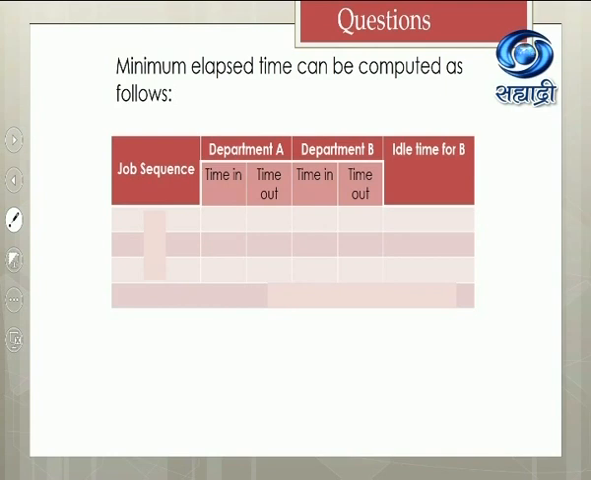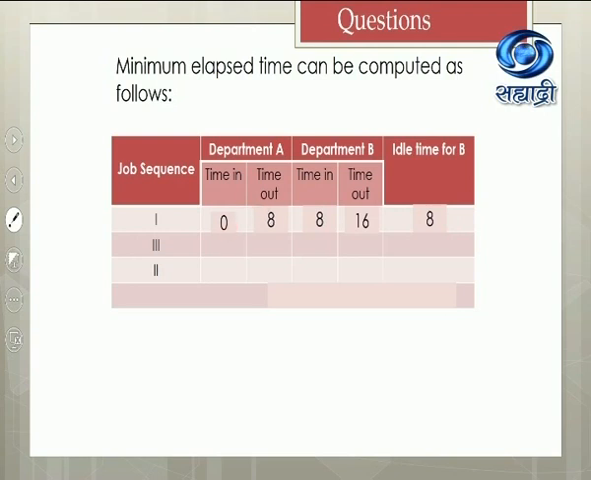So as discussed earlier, you have to make a table like this: job sequence, department A, department B, idle time for B, and write down the time in, time out. So then 1, 3, 2, write down the sequence which you have got, and the sequence may vary depending on the tie. Okay, so it will go in 0 days over here, and it will come out in 8 days, because the first value was 8. Then after 8 days, only then it can go to department B. So that's why this is idle time for department B, and then 8 plus 8 is 16. So here idle time for B was 8.